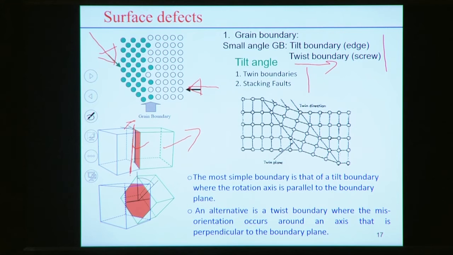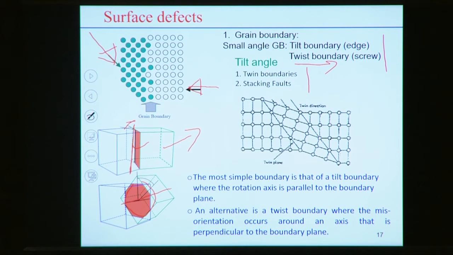Or the twist boundary, where the misorientation occurs around an axis that is perpendicular to the boundary plane. If this is the boundary, but the rotation axis is perpendicular to the boundary, there is a twist between the two grains. That kind of boundary is called the twist boundary.